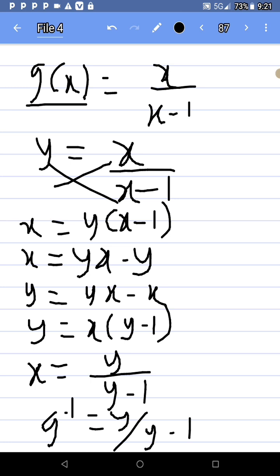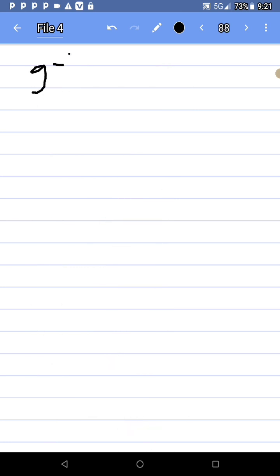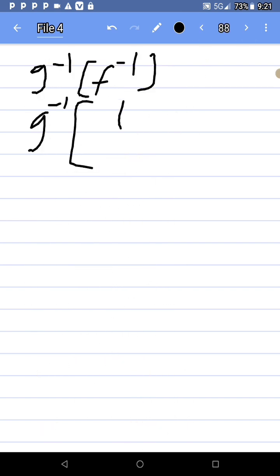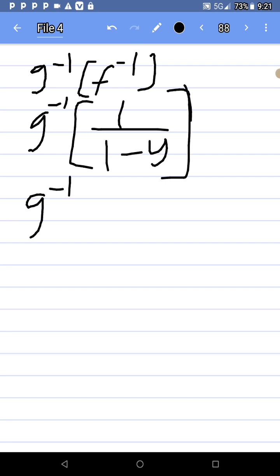So let's run the composition. G inverse compose f inverse. So that will be g inverse housing the whole of f inverse. What do we get for f inverse? That's 1 over 1 minus y. But g inverse is actually having a definition y over y minus 1. Anywhere you find x, that's the definition of g inverse of x. Sorry, g inverse of y. So anywhere you see y, put the whole of this beautiful thing.